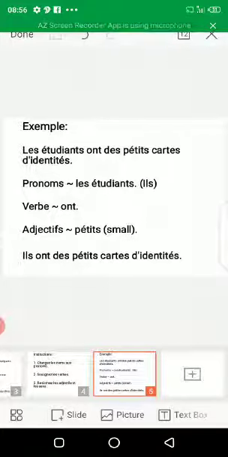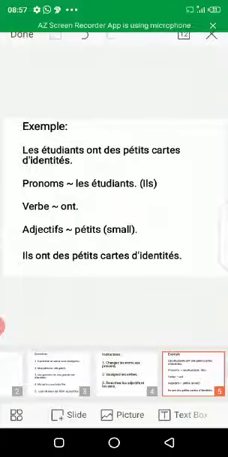Now let's put the sentence together again. Having analyzed the sentence, it now becomes ils ont de petites cartes d'identité. We have changed the noun to pronoun. We have also underlined our verb, which is ont, and then we have also written out our adjective, which is petit, and the meaning is small. This means we have analyzed the sentence les étudiants ont de petites cartes d'identité.